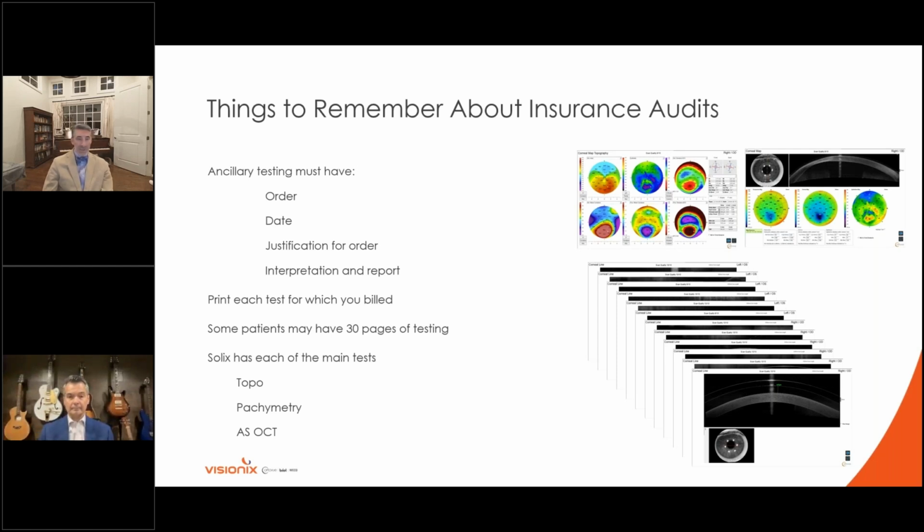And so the Solix that we're talking about tonight has all these main tests. And as Mile said, the pachymetry and the topography, that's done with one click. But each of those is printed out on a separate scan. And so you are able to bill for those things independently, even though it is the same button we're pressing. Next slide.